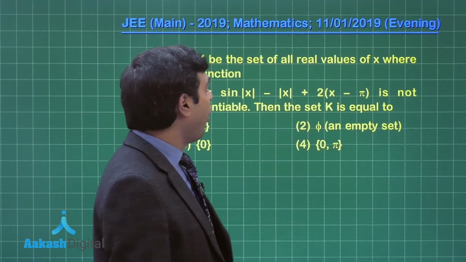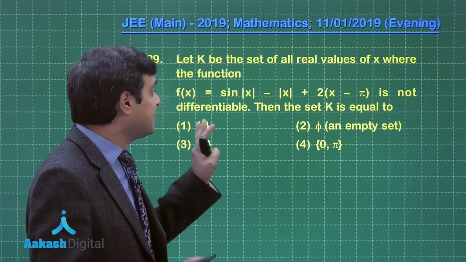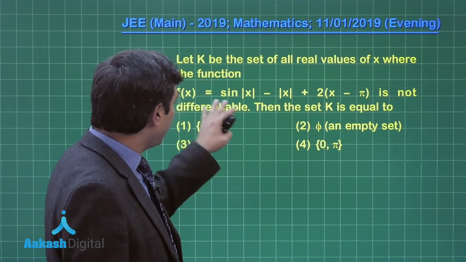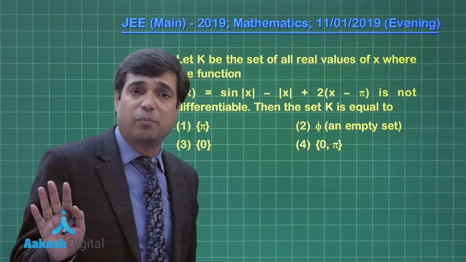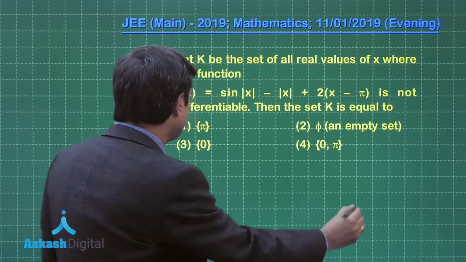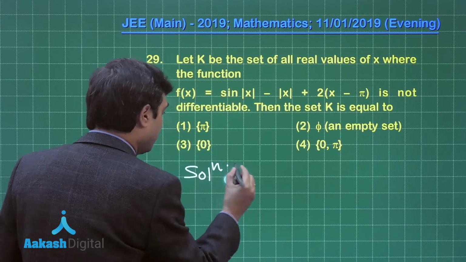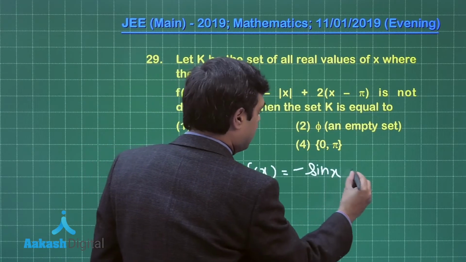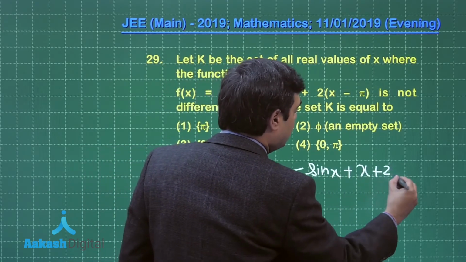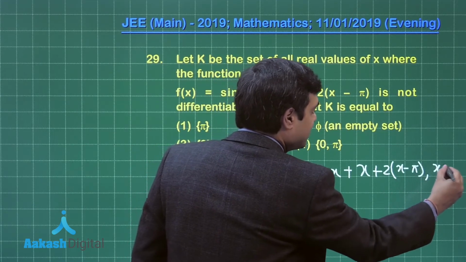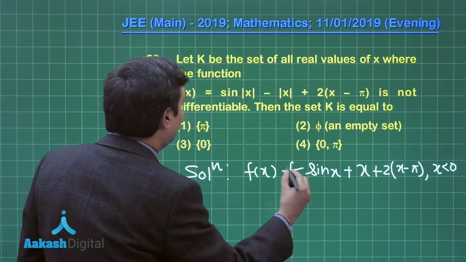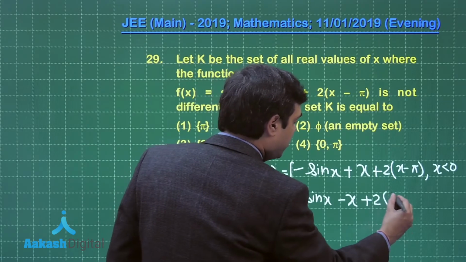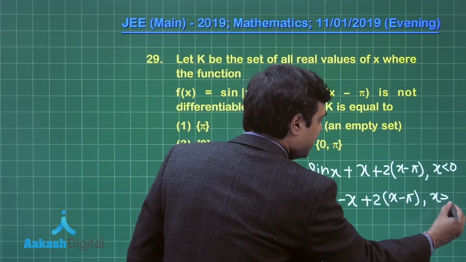Let k be the set of all real values of x where this function is not differentiable. Now there are two terms involved, 0 and pi in the option. If you look at it, sine mod x, only 0 is the crucial point, pi it is clearly differentiable, right? So let's redefine the function about 0. We have f of x is equal to minus sine x plus x plus 2 times x minus pi when x is less than 0. On the other hand, it is sine x minus x plus 2 times x minus pi when x is greater than or equal to 0.